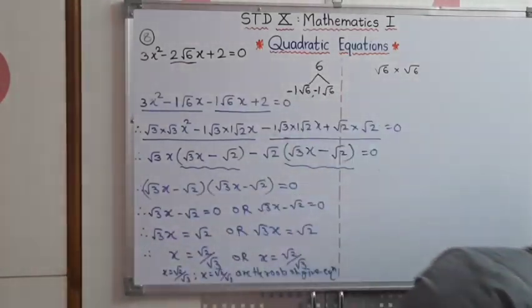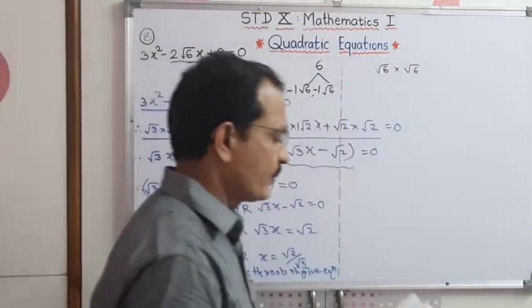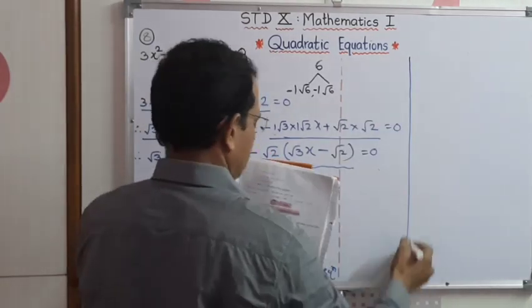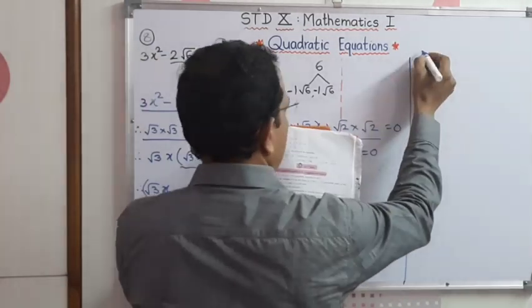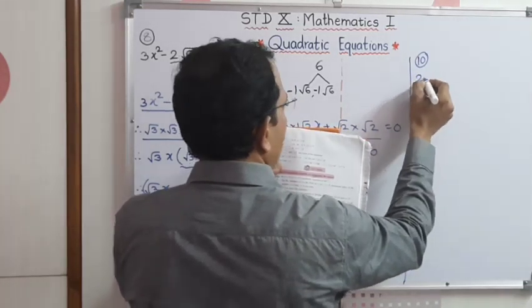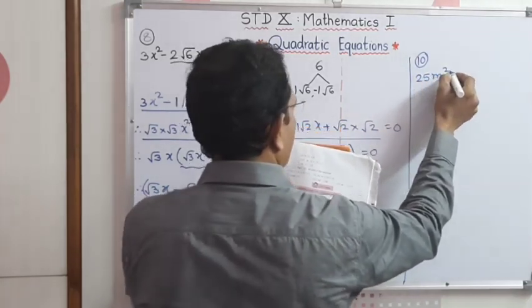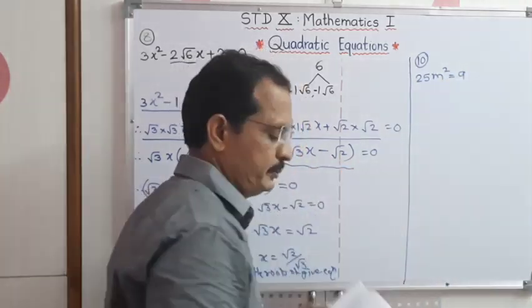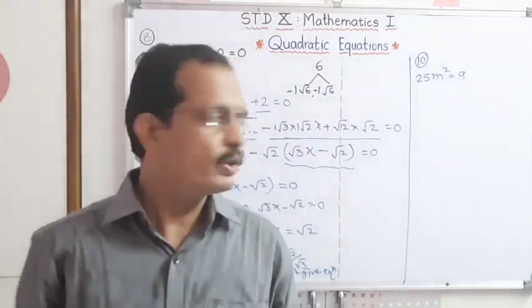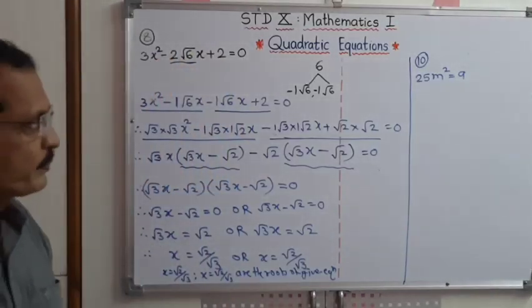Let's see the next question. It is the 10th one. 25m square is equal to 9.